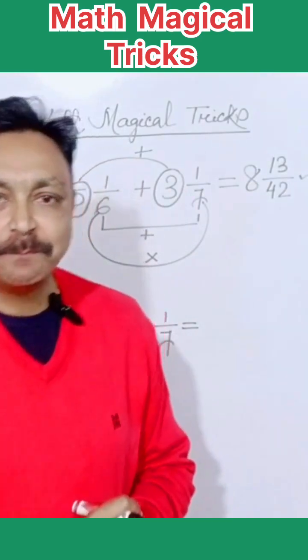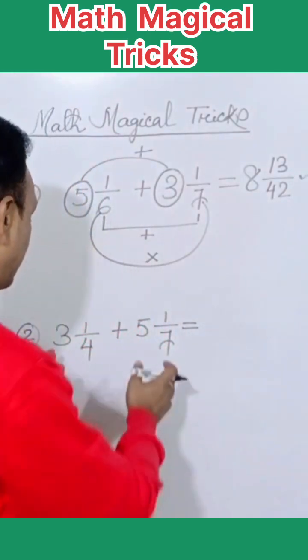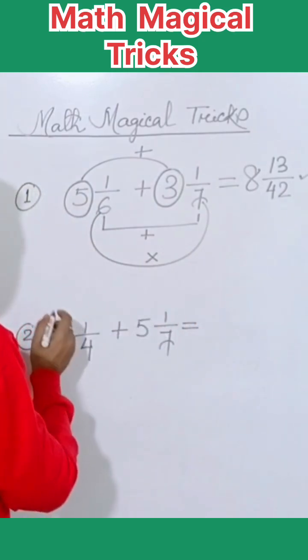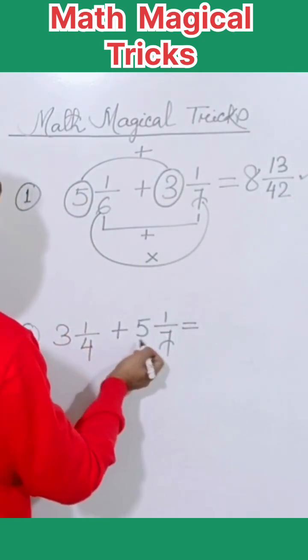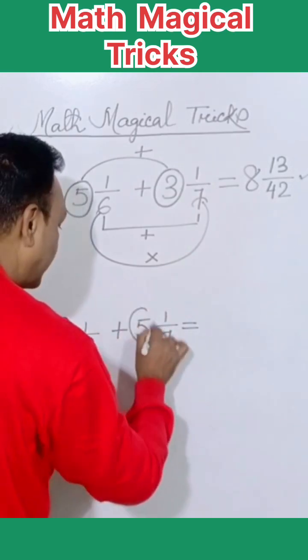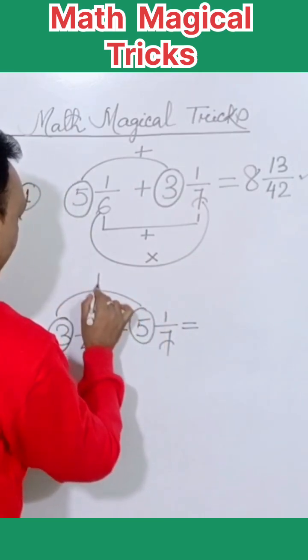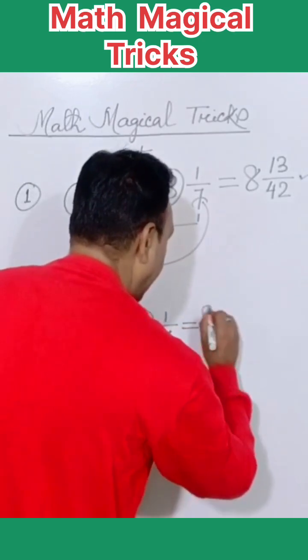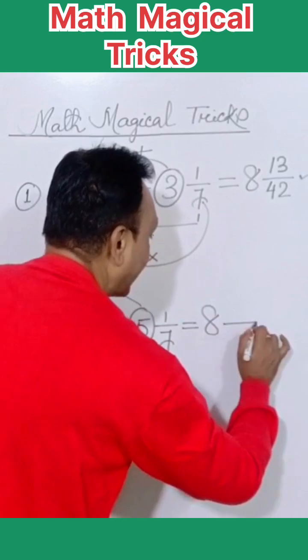Now similarly, yes, similarly this one. So this is the addition of the mixed fractions. This is 3:1/4 plus 5:1/7. So this is the whole number. These two numbers first you have to add up. So if we add these two numbers, it will give you 8, right? 8. Now there is a fraction, so write the fractions.